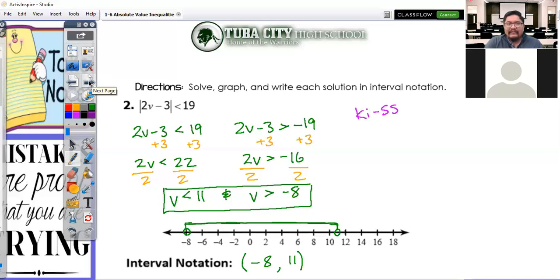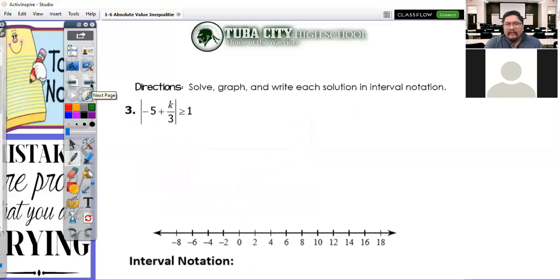All right, let's move on to the next one. Keep things moving along. All right, this one has a fraction in it. And again, don't be scared of fractions. Just remember, fractions are more scared of you than you are of them. This one is already by itself. Everything inside the absolute value is already by itself, so we don't need to worry about anything.